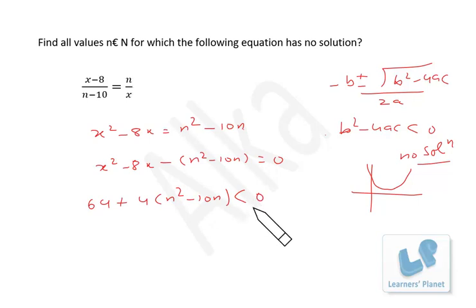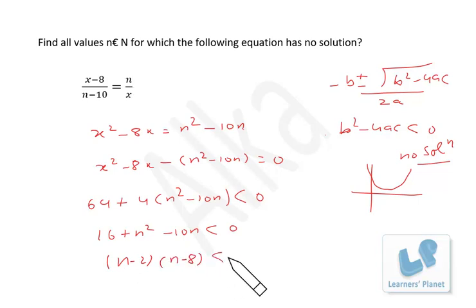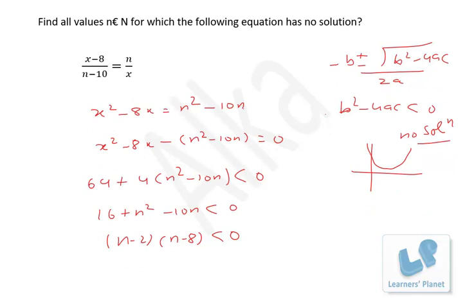Not less than or equal to, it should be strictly less than 0. So I can take 4 as common. So 16 plus n square minus 10n should be less than 0. Okay, so I can factorize it. (n minus 2)(n minus 8) should be less than 0. Since we are looking for the integral values only, between 2 and 8 all the values are favorable solutions, right? So how many integral values do we have? We just have to take less than 0, so we cannot include 2 and 8. So it is 3, 4, 5, 6 and 7. Friends, we have 5 values for which (n minus 2)(n minus 8) is less than 0.